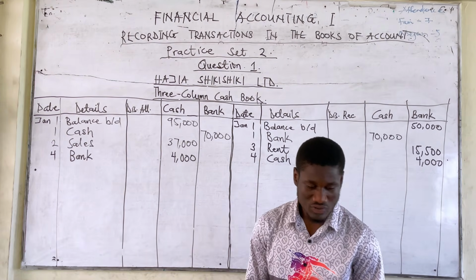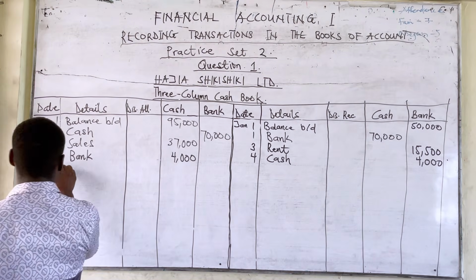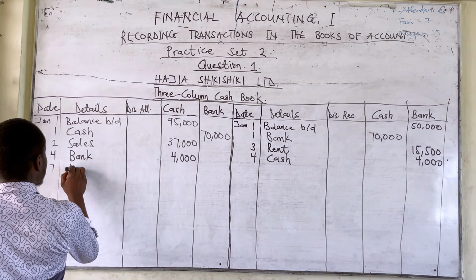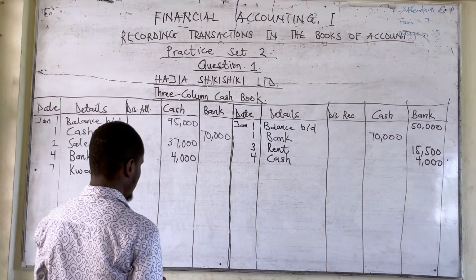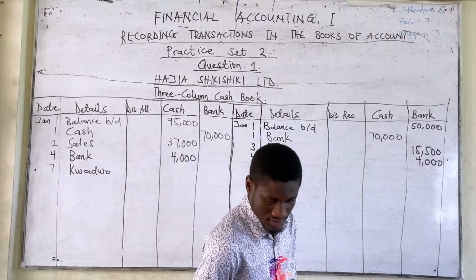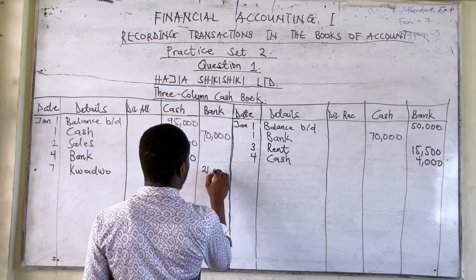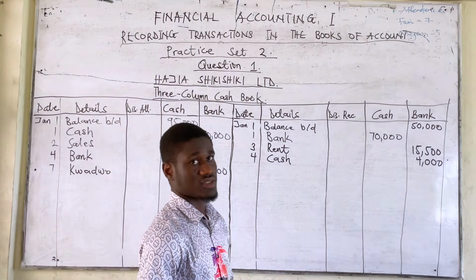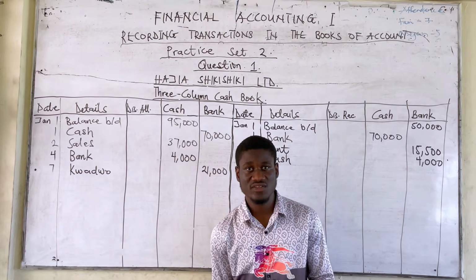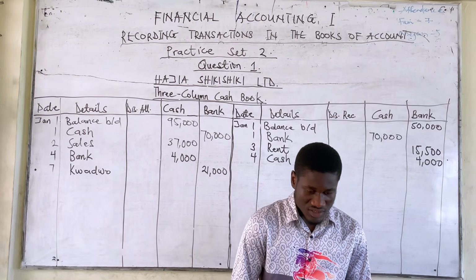You get it? So the date is January 7th. So the amount here is 21,000, because our bank amount has increased. We receive the payment by our check. Good. Now January 10th.